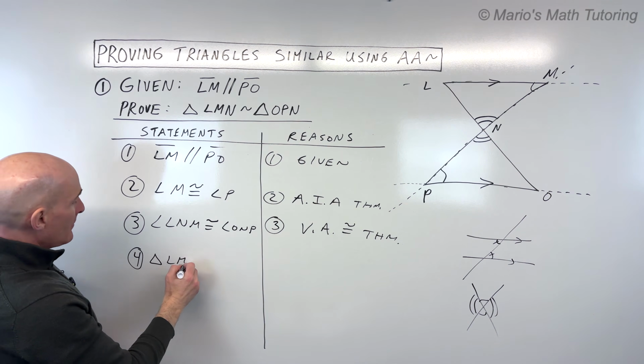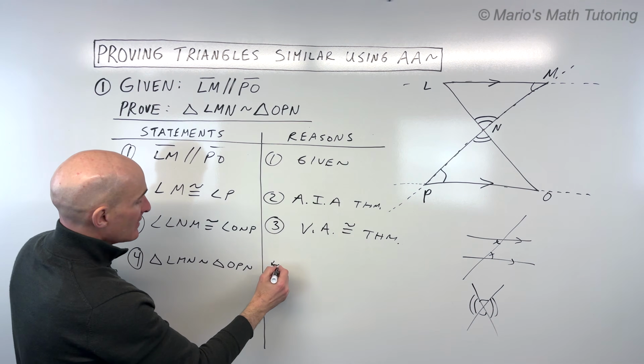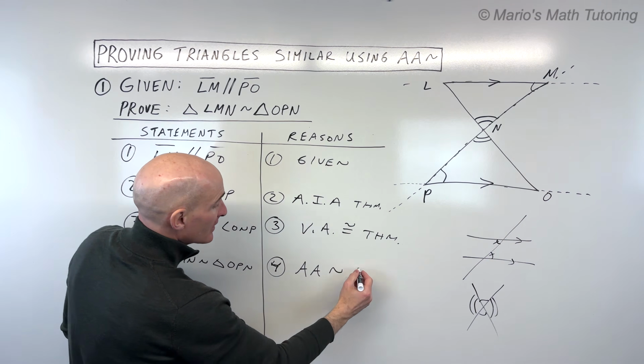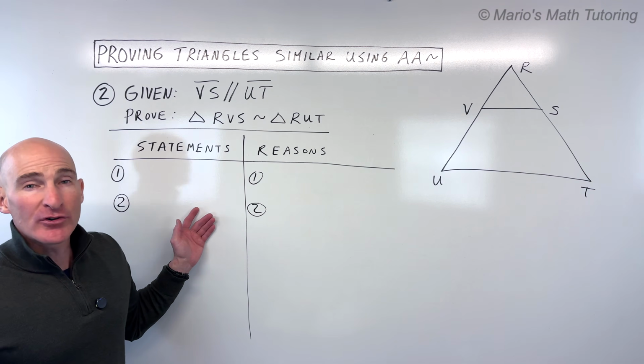So triangle LMN is similar to triangle OPN, and we're going to say that that is by the angle-angle similarity theorem, and we proved it. Okay, see if you can do example number 2.